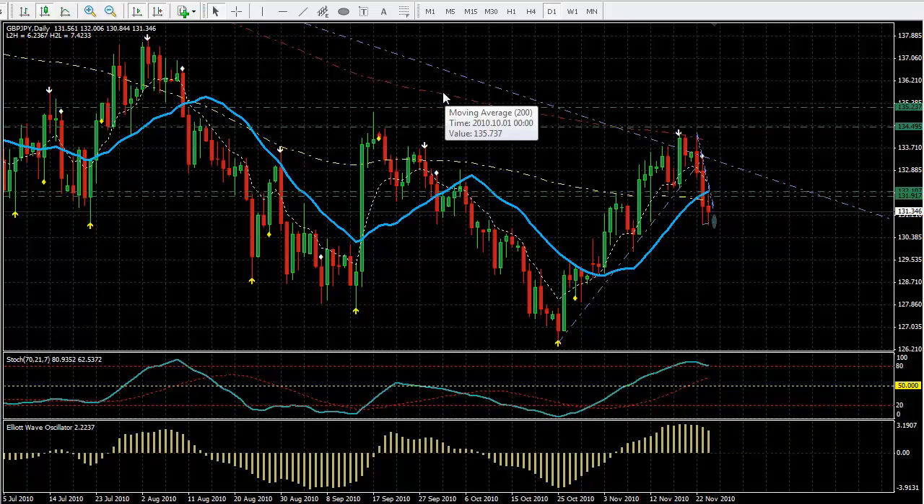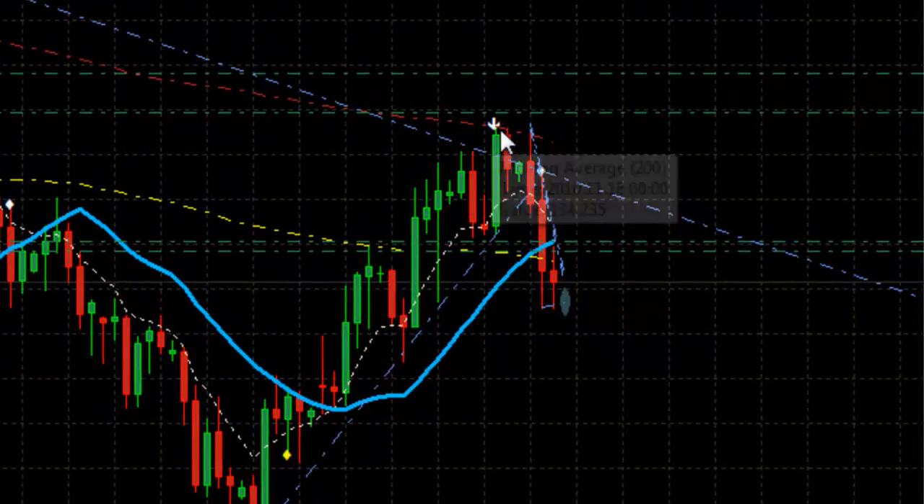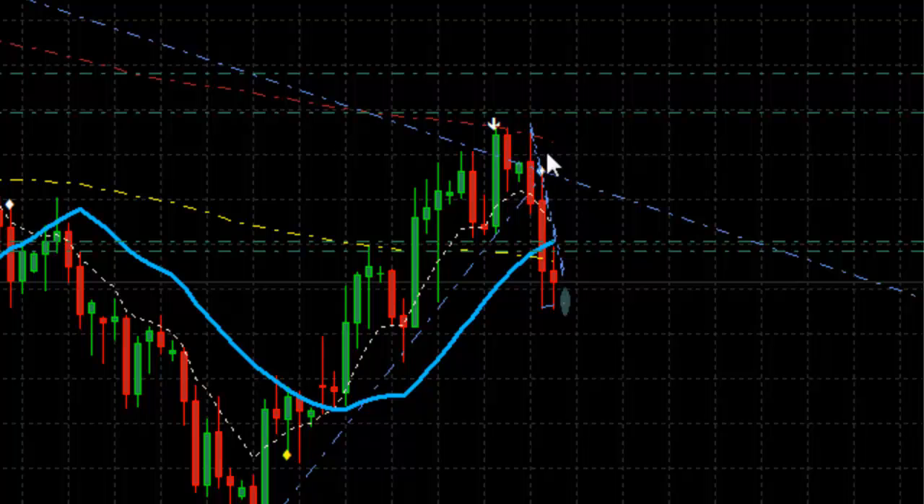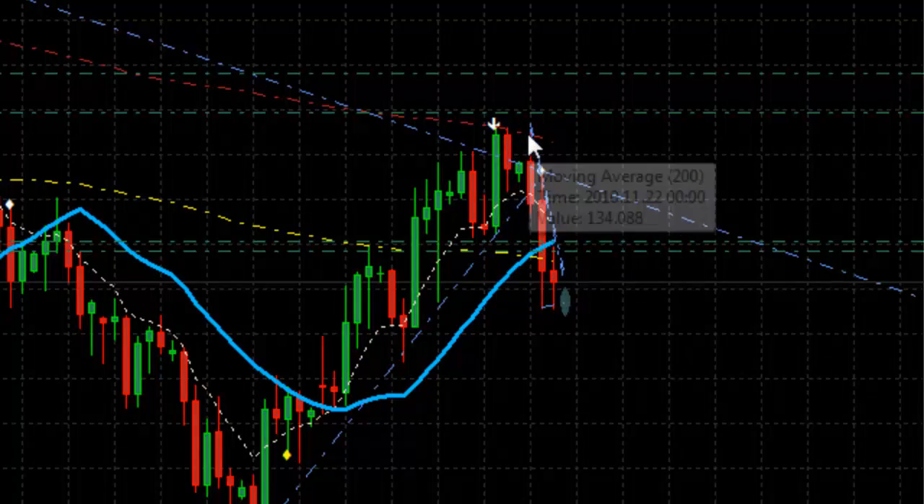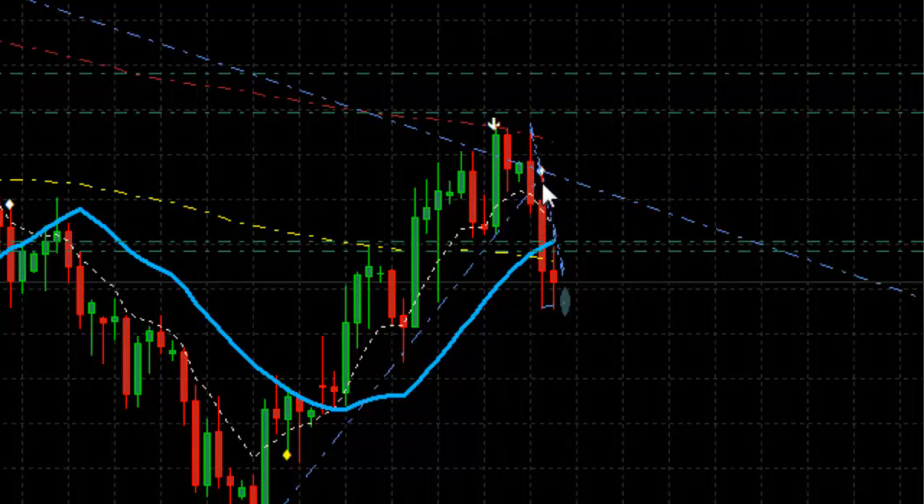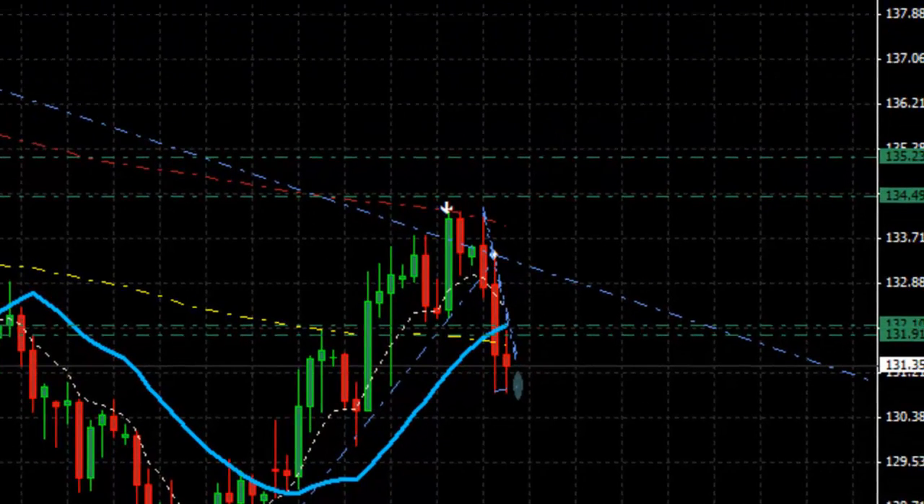We're also in the area of the 200 moving average moving down. This is something that people look at. This is an area, and you can see that the pound yen struggled with this area and then came off pretty heavily. So let's look at the 4-hour.